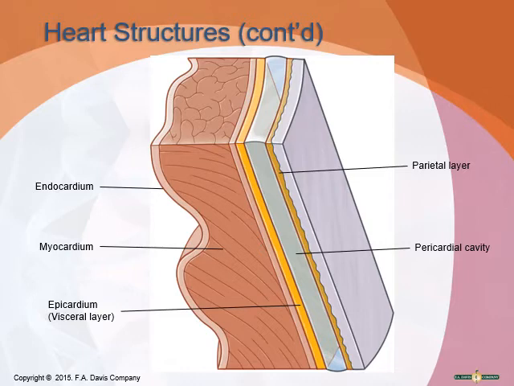Now, the thickest layer of the heart wall, which is actually made up of cardiac muscle, is known as the myocardium. This muscle performs the work of the heartbeat.